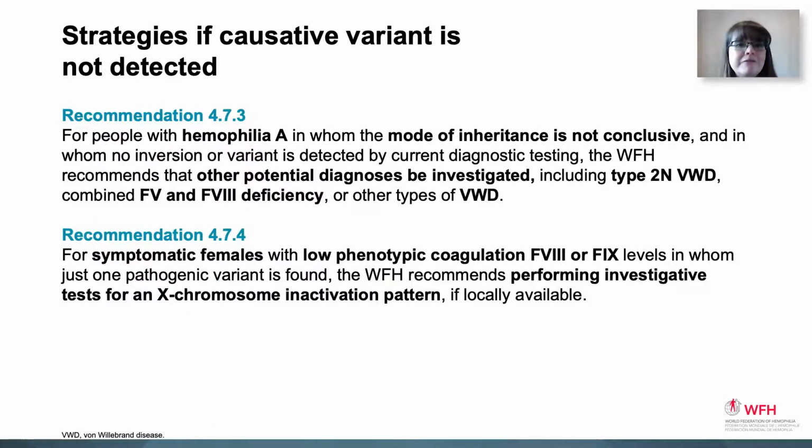For people with haemophilia A, in whom the mode of inheritance is inconclusive, and in whom no inversion or variant is detected, then other potential diagnoses must be investigated. For example, type 2M von Willebrand disease, where you would have lower factor VIII levels, combined factor V and factor VIII deficiency, or other types of von Willebrand disease. The modes of inheritance of these disorders are different to haemophilia A, so it's important for us to distinguish it genetically.